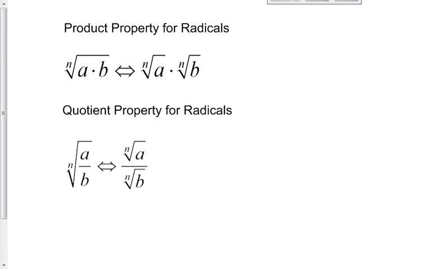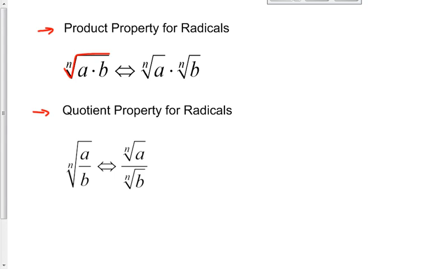On the next page, we're looking at the product property for radicals. Both of these two rules can go either forwards or backwards. Well, what does that mean? If I have an nth root of a times b, instead of having one great big radical, I could break it up into two little guys. Nth root of a times the nth root of b.